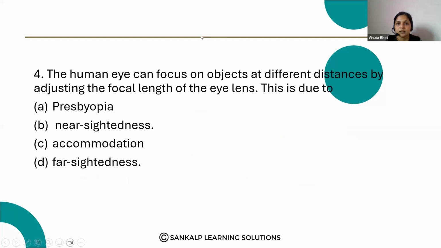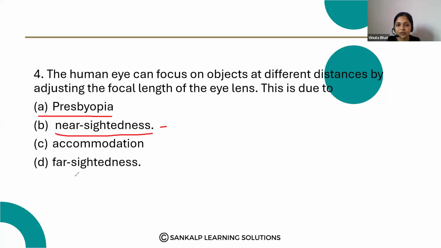Next question. The human eye can focus on objects at different distances, adjusting the focal length of the eye lens. This is due to the human eye being able to focus on objects at different distances. So how is it possible? Option A, presbyopia. Option B, nearsightedness. Option C, accommodation. Option D, farsightedness. So what is the correct answer for this?